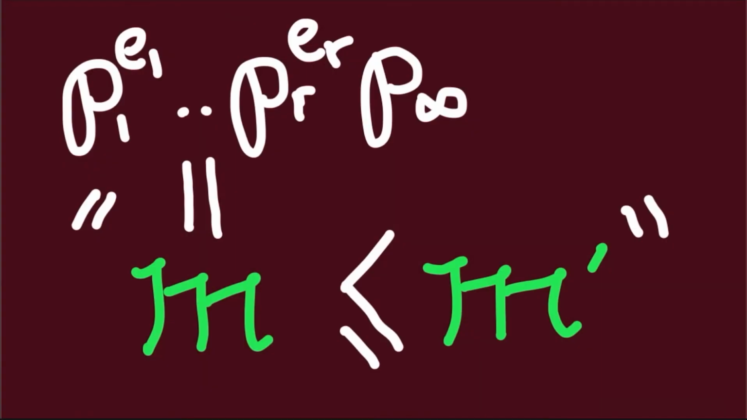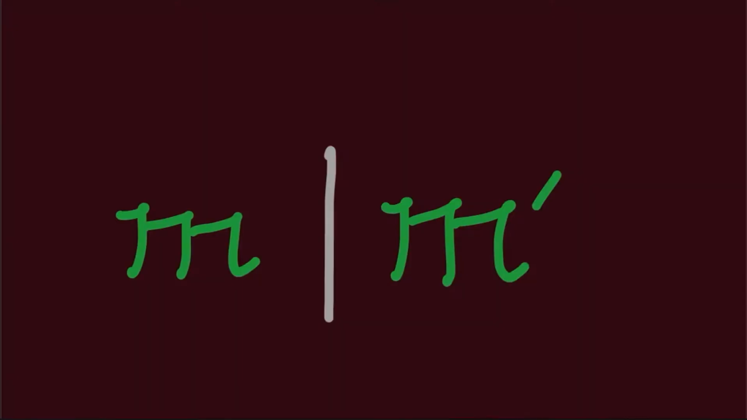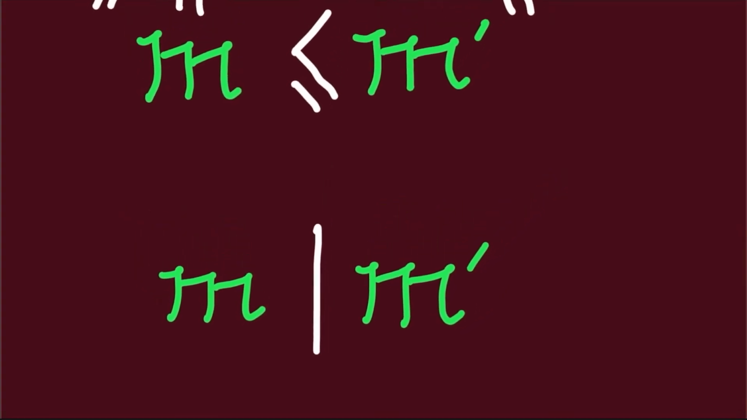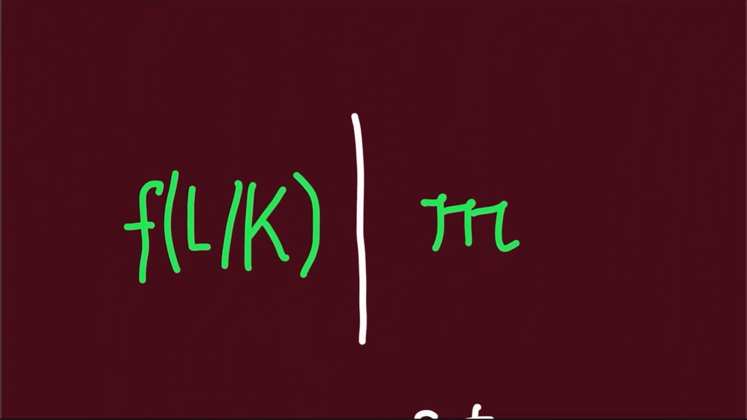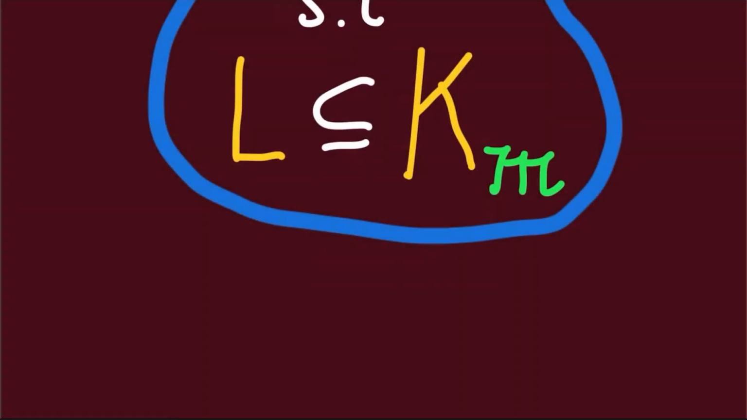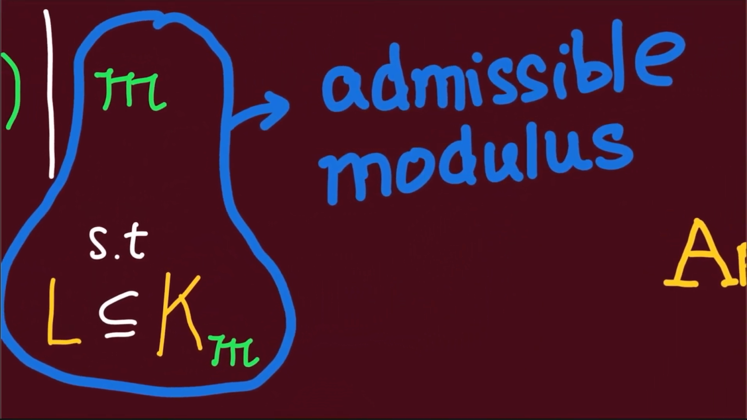Recall that a modulus is just a product of prime ideals, both finite and infinite. Thus, we can talk about a modulus dividing another one. And if the modulus m divides the modulus m prime, then we say that m is less than or equal to m prime. Therefore, by definition, the conductor of L over K must divide all m such that L is contained inside the ray class field corresponding to m. Any modulus m satisfying this property is called an admissible modulus of the extension L over K.